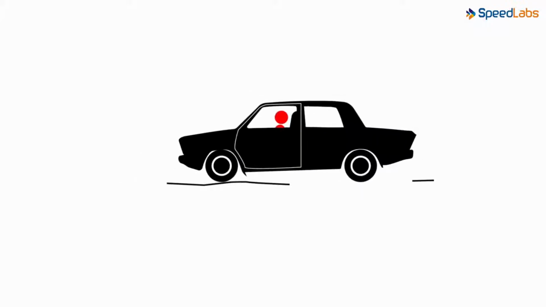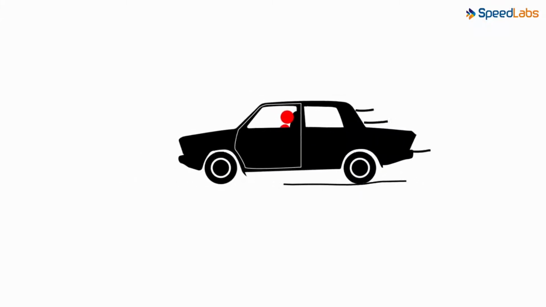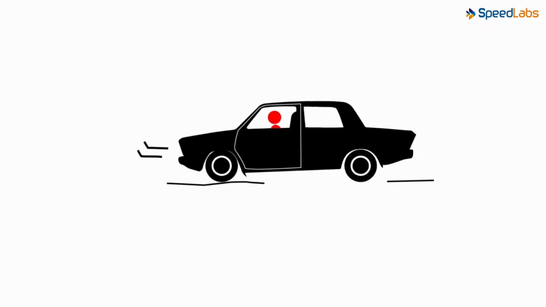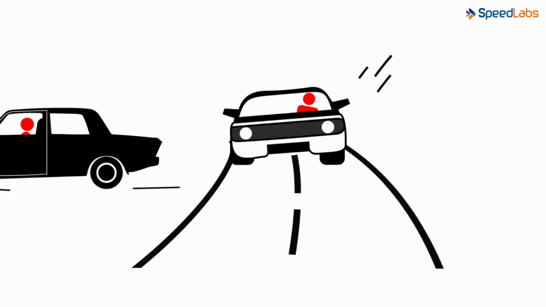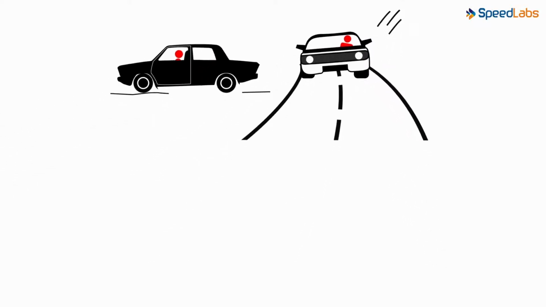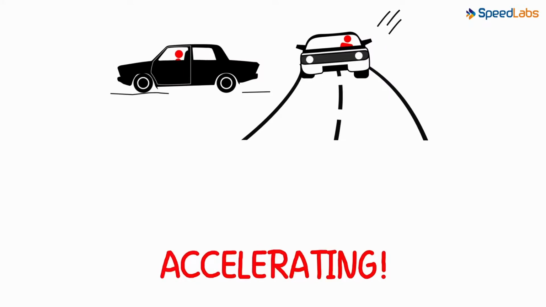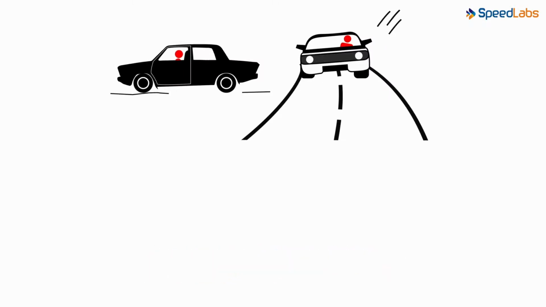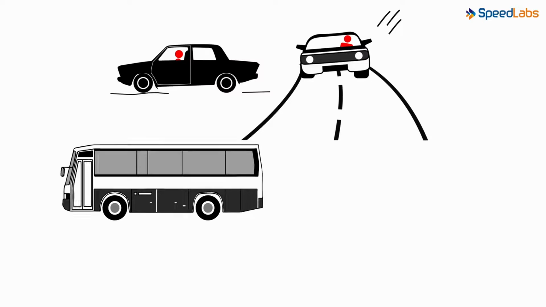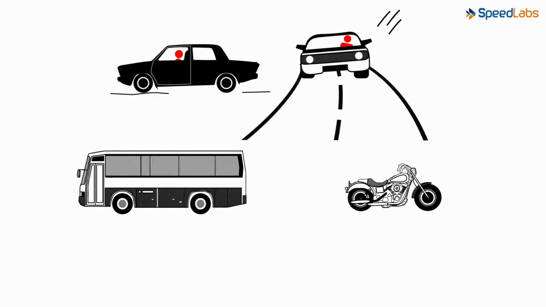When we are in a stationary car that moves rapidly to gain speed, we get pushed back against our seat. And when brakes are applied, we get pushed ahead. Or when we take a sharp right turn, we're pushed towards the left. These are all situations where we are accelerating. We have all experienced this, whether in a car or a bus or while riding a motorbike.